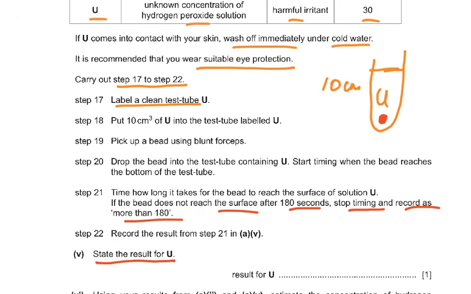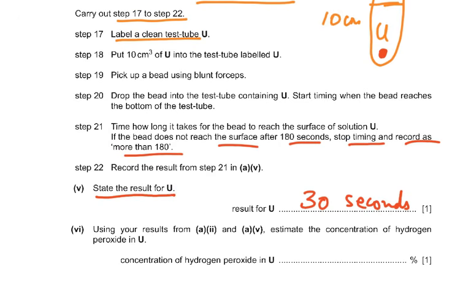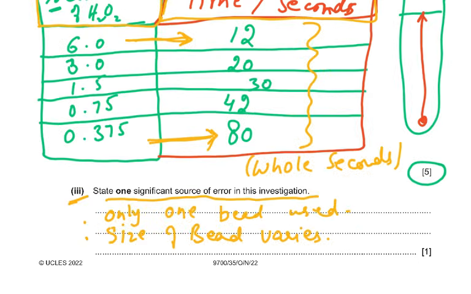State the result for you. So you take any result, state the result for you. Result for you is 30 seconds. Now using your results from A2 and A5, sorry A5, estimate the concentration of hydrogen peroxide. Now you look at the table, where was it 30 seconds? It was this. So whatever it is from your table, we will give you the marks for that.